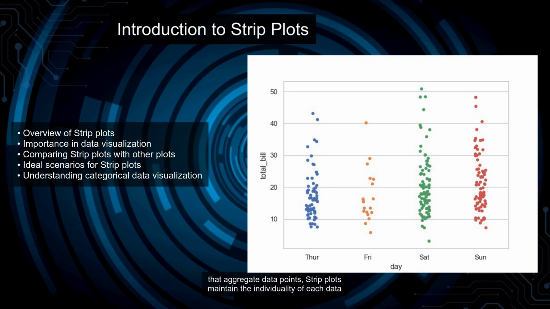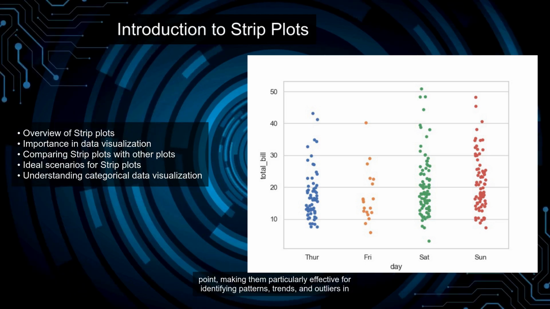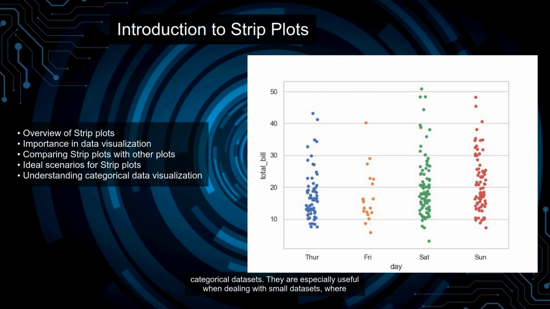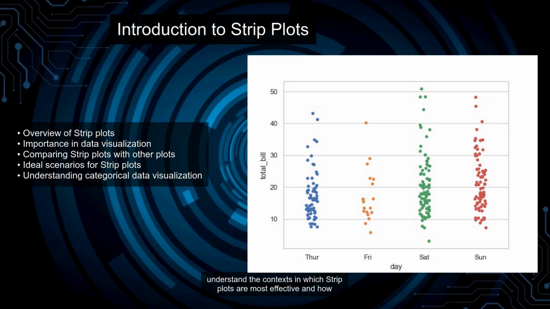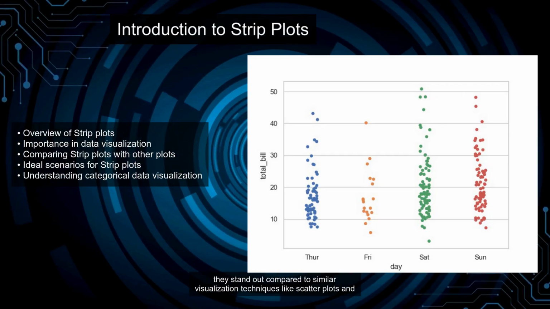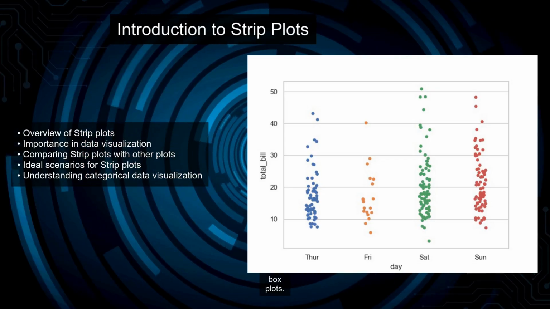Unlike other plots that aggregate data points, strip plots maintain the individuality of each data point, making them particularly effective for identifying patterns, trends, and outliers in categorical datasets. They are especially useful when dealing with small datasets, where maintaining data granularity is crucial. By the end of this video, you'll understand the contexts in which strip plots are most effective and how they stand out compared to similar visualization techniques like scatter plots and box plots.